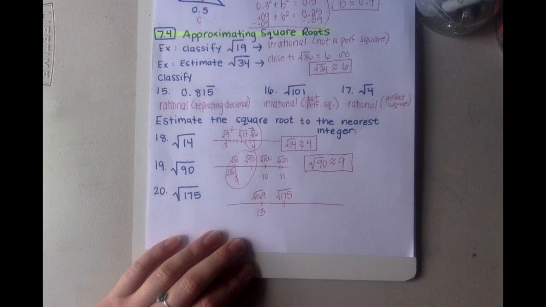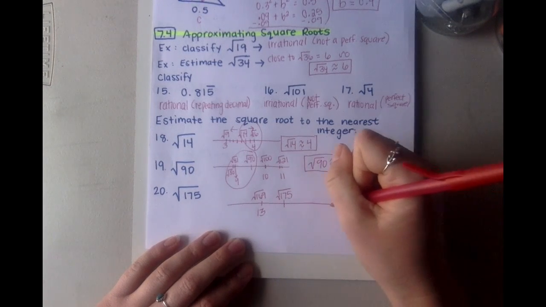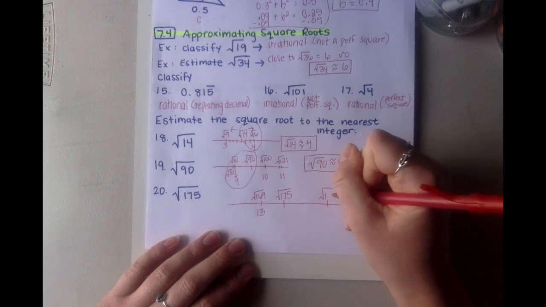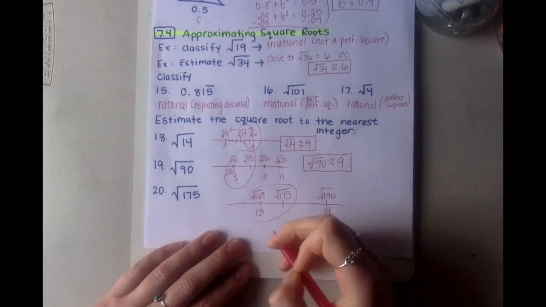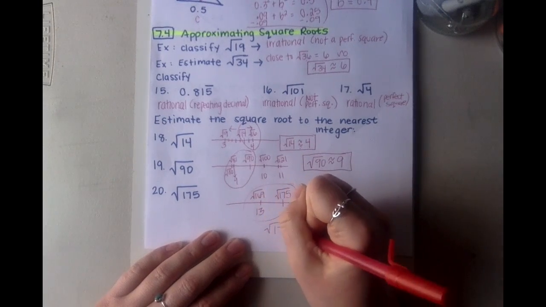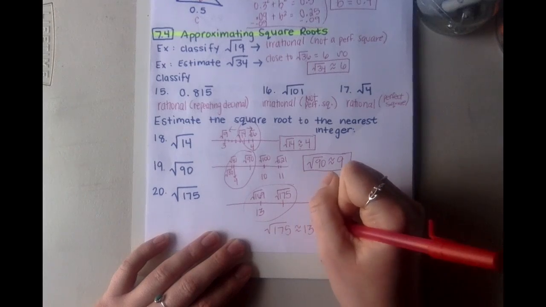And then if I say, well, what is 14 times 14? Well, that's 196. So that's going to be a little bit further away over here. The square root of 196 is 14. Which one is this closer to? It's closer to 13. So the square root of 175 is about 13.